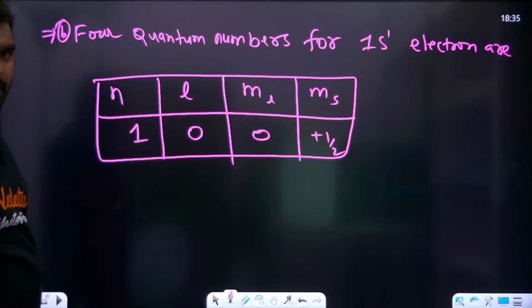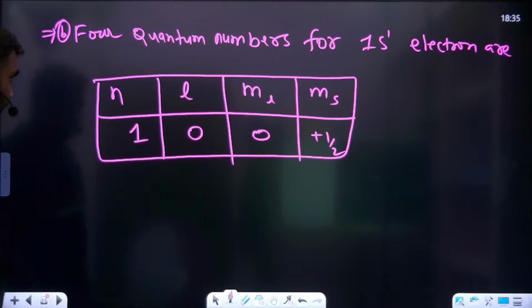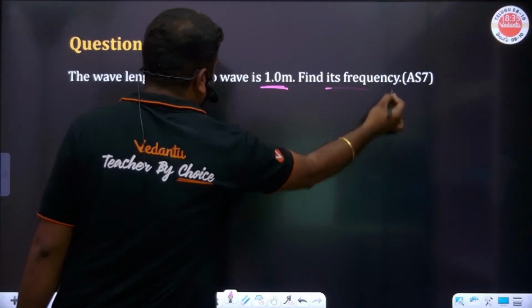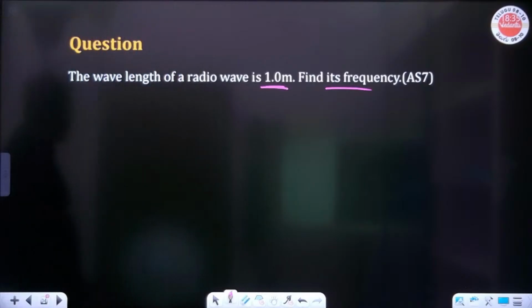Right? So next, beta, the wavelength of a radio wave is 1 meter. Find its frequency. They are asking us to find the frequency.